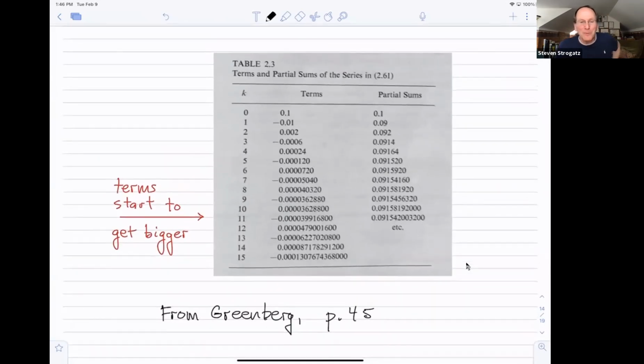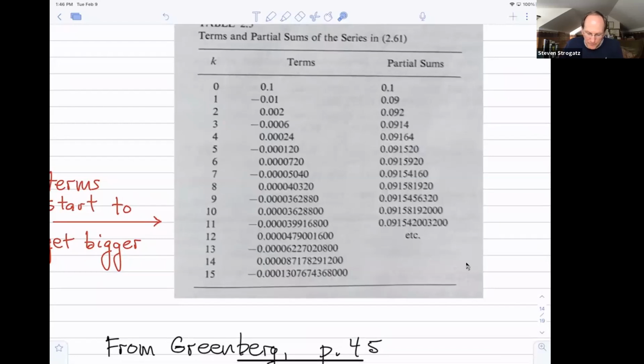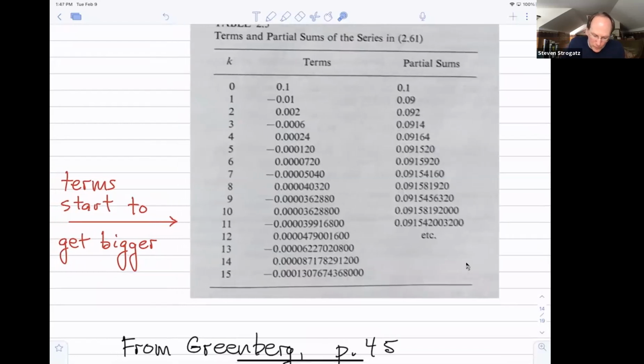So I mentioned earlier that we would be using Michael Greenberg's book. He computed this on page 45 of his book. And so let's take a look at this table. What he's showing here is the size of the individual terms. The first term was 1/10, right? The next one was 1/100th, but with a negative sign in front of it. And you can see that the terms are getting progressively smaller as we go down, but not forever.